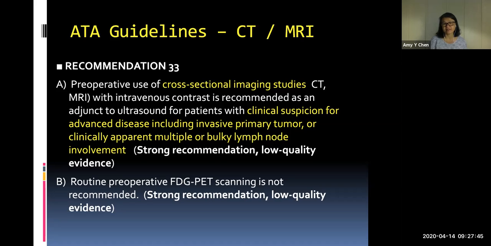What about PET? PET is really not recommended routinely, preoperatively for these patients. There's really low quality evidence, and many times it's not even recommended. Now remember, we're talking about well-differentiated thyroid cancer in this talk. Anaplastic and medullary are a different talk altogether, and perhaps at some other time in this rotation, if we're still in this pandemic, I'd be happy to come back and give a talk on those two topics as well.